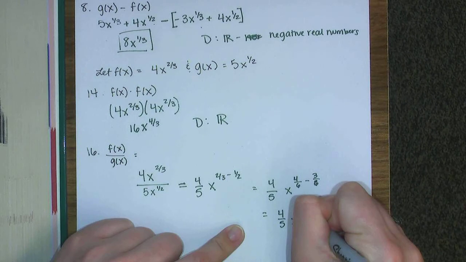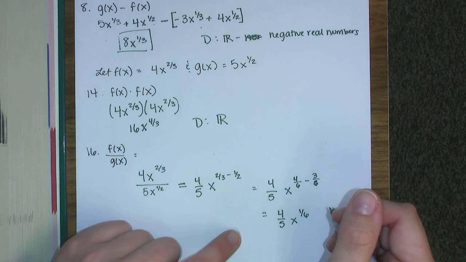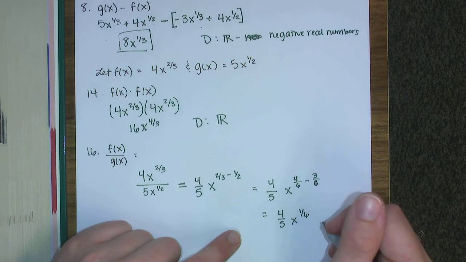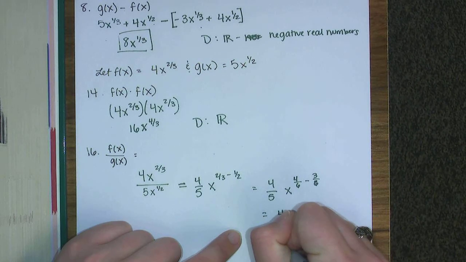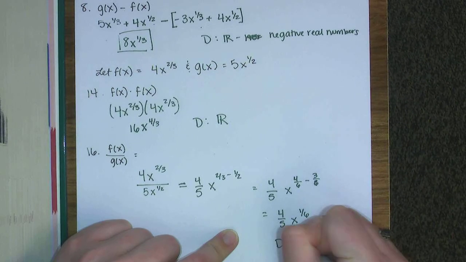Our domain is all positive real numbers. So all real numbers minus the negative real numbers. Okay, so that's that type.